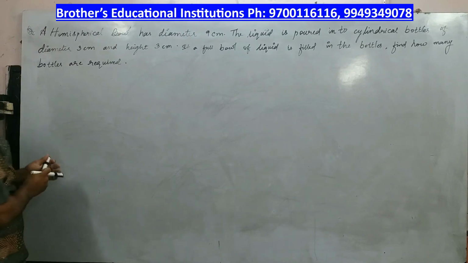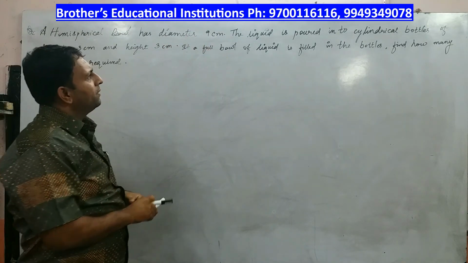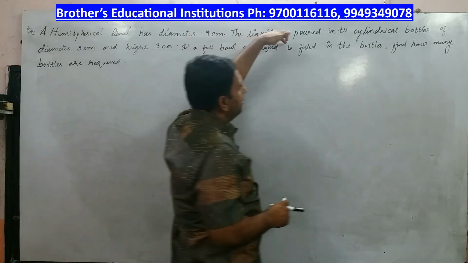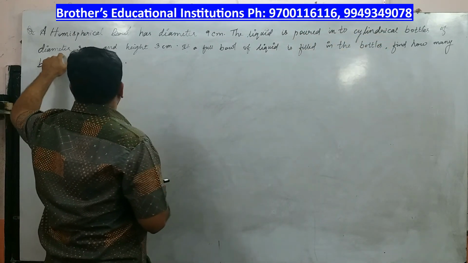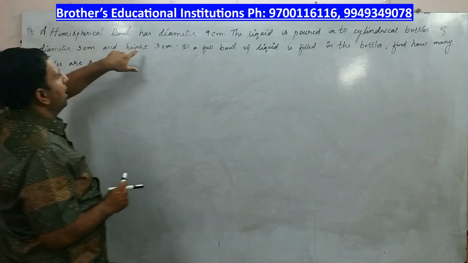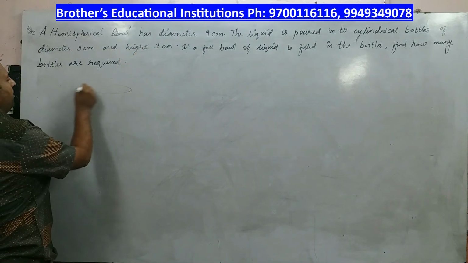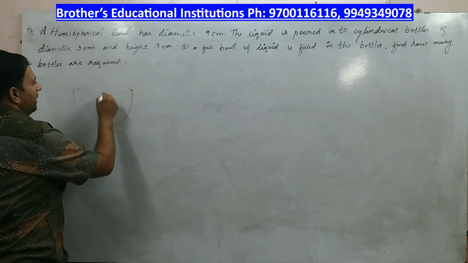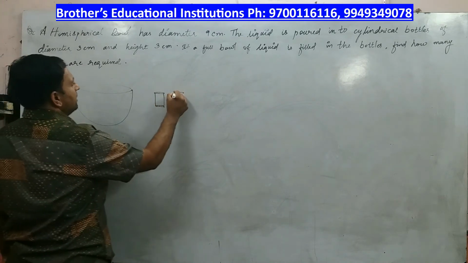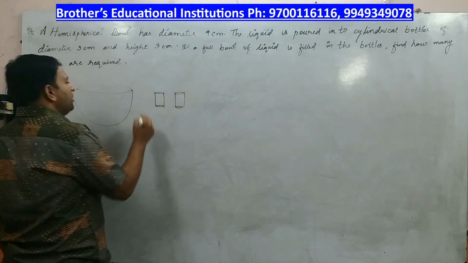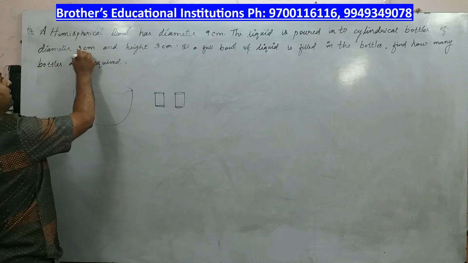Okay. A hemispherical bowl of diameter 9 centimeters. The liquid is poured into cylindrical bottles of diameter 3 centimeters and height 3 centimeters. See, there is a hemispherical bowl, a big bowl. From here, you are pouring the liquid into these cylinder shapes. And what are the dimensions of these cylinders given to you? Cylindrical bottle of diameter 3 and height 3.